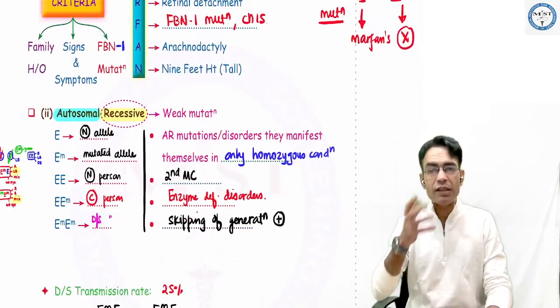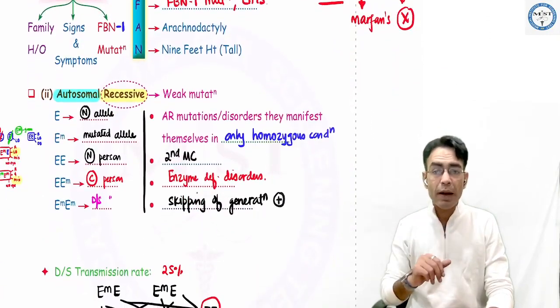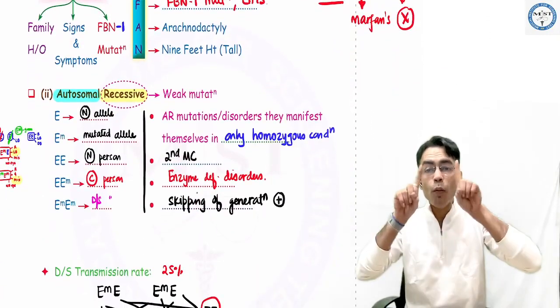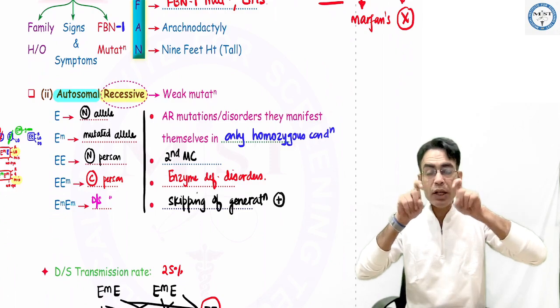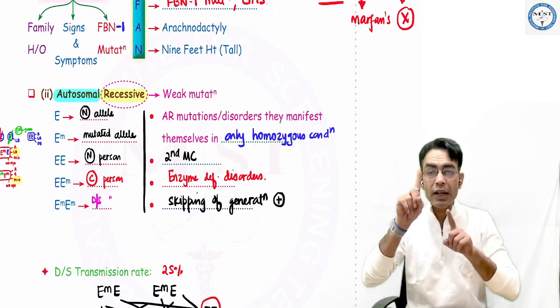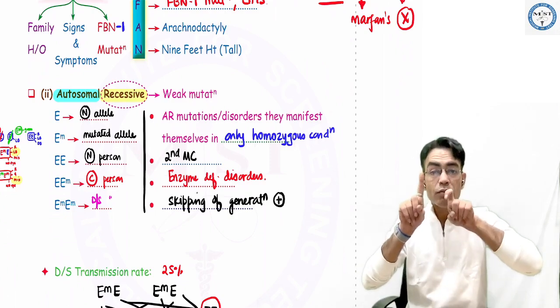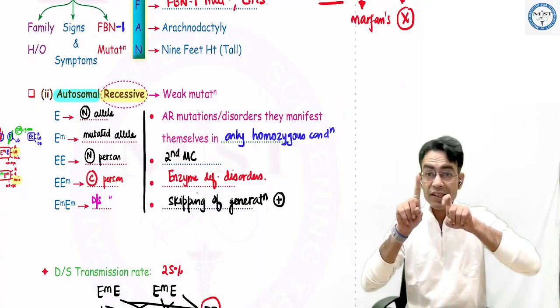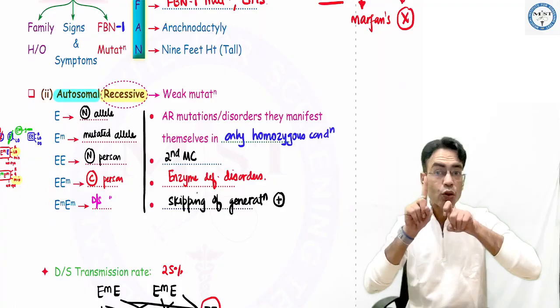Autosomal recessive, recessive meaning weak mutation, is the second most common pattern. They only show themselves in homozygous form. When both the alleles are mutated, only then will the disease occur, because if one is normal and one is mutated, which is more strong? The mutation is recessive, it's weak. So the normal is strong. So this patient will absolutely look normal to you.